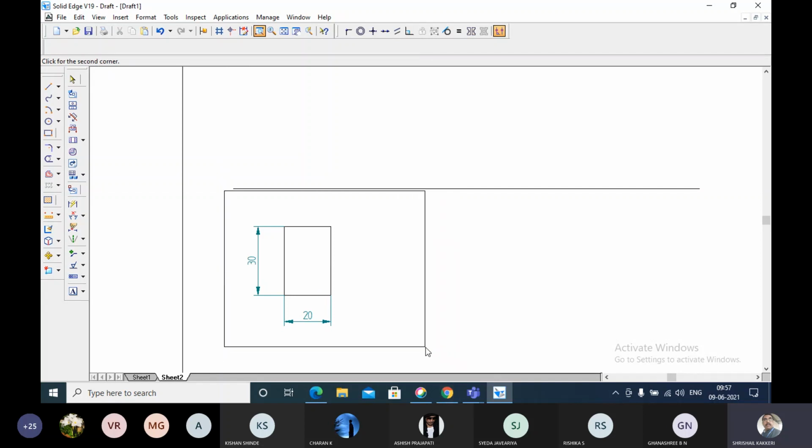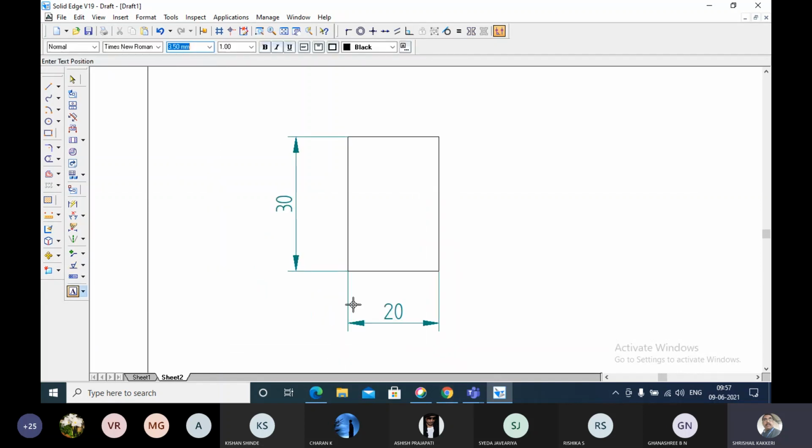Write the names. You can write the names. It is A. Okay, and this I am going to take as B, and this as E, C, and I am going to take it as D. Okay, keep them properly.